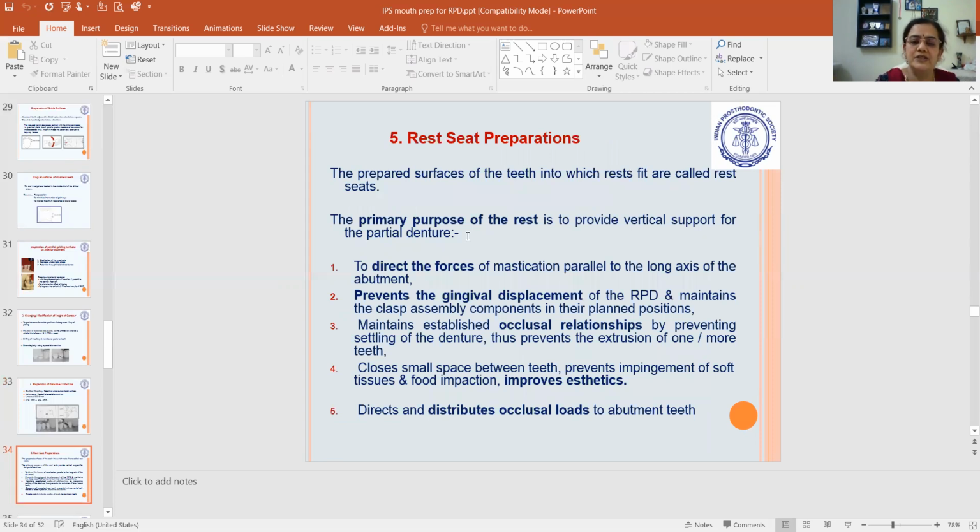Rest preparation. The prepared surfaces of the teeth into which rests fit are called rest seats. The primary purpose of a rest is to provide vertical support for the partial denture and to direct the forces of mastication parallel to the long axis of the tooth. It prevents the gingival displacement of the RPD and maintains the clasp assembly components in their planned positions. At the same time, it maintains the established occlusal relationship by preventing the settling of the dentures. This prevents the extrusion of one or more teeth. The rest closes small spaces between the teeth, prevents impingement of the soft tissues and food impaction, and thus improves the aesthetics.